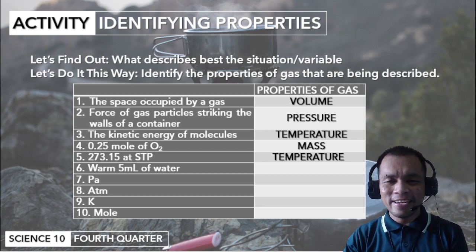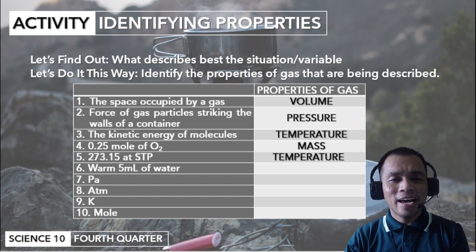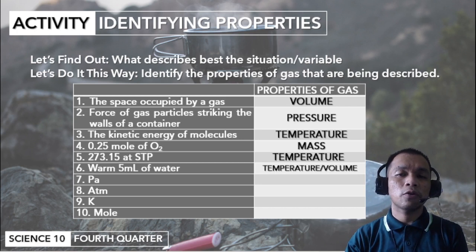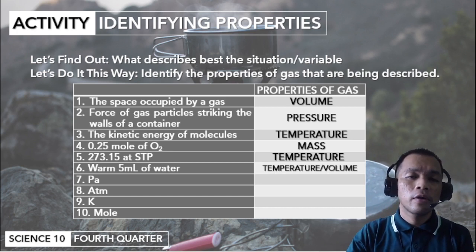Correct. That's for the temperature. How about for the 5 ml? We have the 5 ml is for volume. Correct. So there are two answers, temperature and volume.